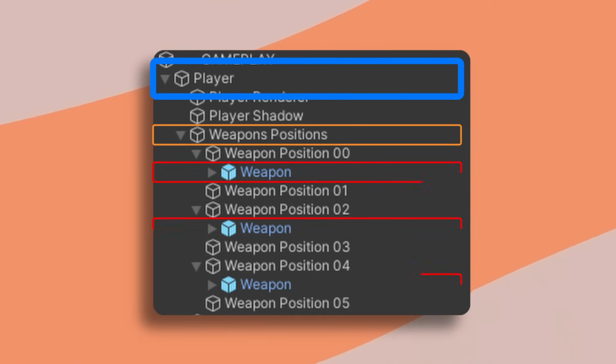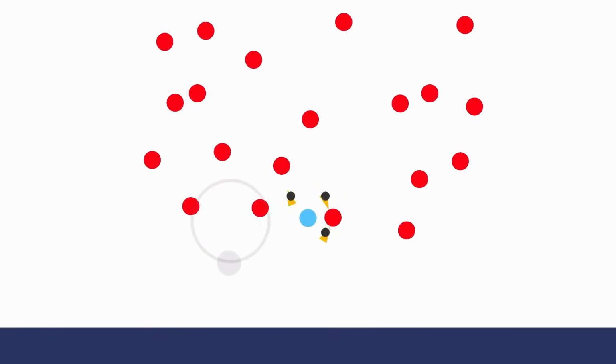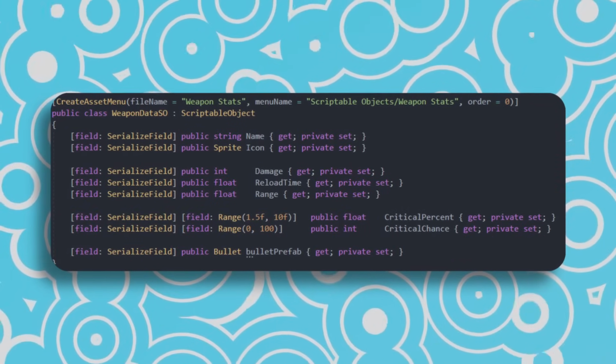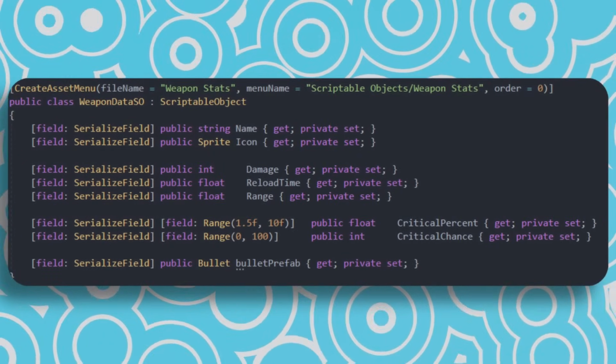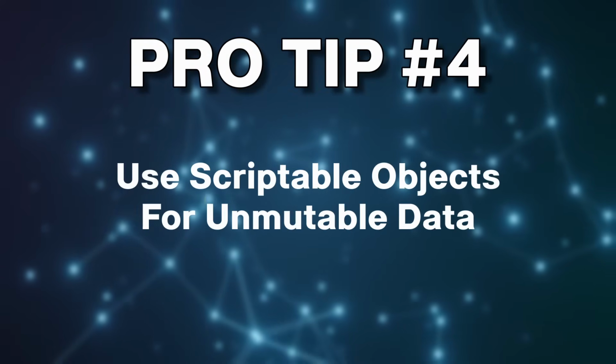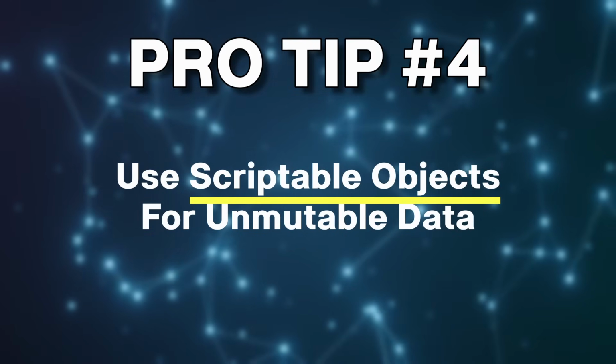Then we drop a weapon as child of any weapon position we want, so that the local position of the weapon is 0, 0, 0. This will come in handy when adding weapon animations such as shooting. Such architecture will allow me to have a variety of weapons, each one with its own attributes and stats. Code-wise, I do have a scriptable object that handles the weapon data. It makes tweaking values so easy. Pro tip number 4, for immutable data such as weapon stats, inventory items, and such, use scriptable objects.